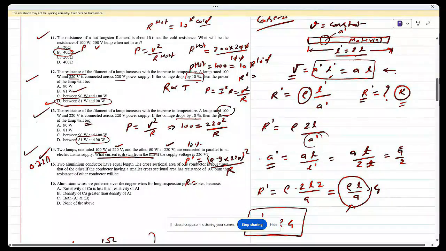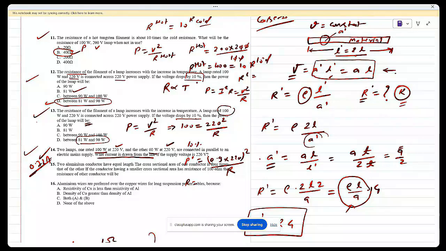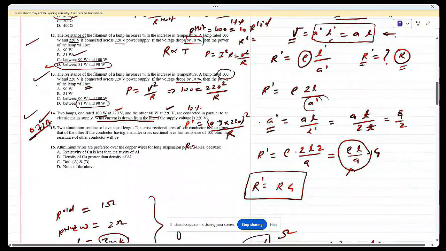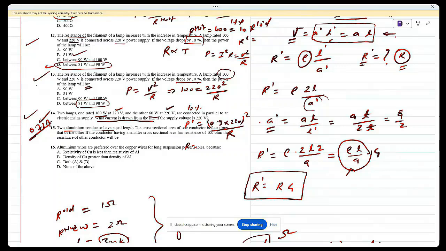Now come to the next question. Two aluminium conductors have equal length. The cross-sectional area of one conductor is 4 times that of the other. If the conductor having a smaller cross-sectional area has resistance 100 ohm, then the resistance of the other conductor will be.